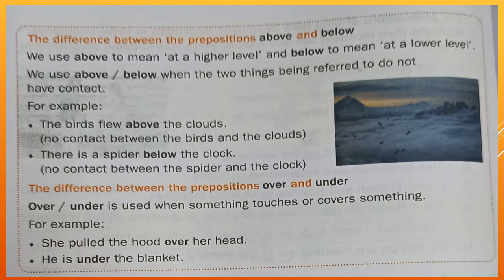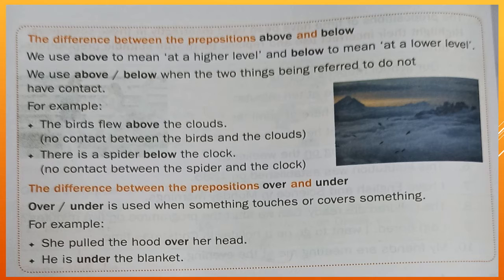Now let's see the difference between the prepositions above and below. How we will differentiate? Okay. Now we will see we use above to mean at a higher level and below to mean at a lower level. जैसे ऊपर बात करना है तो we will use above. अगर नीचे बात करना है तो we will use below. We use above or below when the two things being referred to do not have contact. जैसे above and below कब यूज करेंगे? जब उनके बीच में contact नहीं होता है.